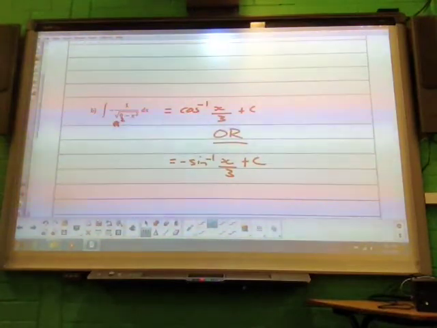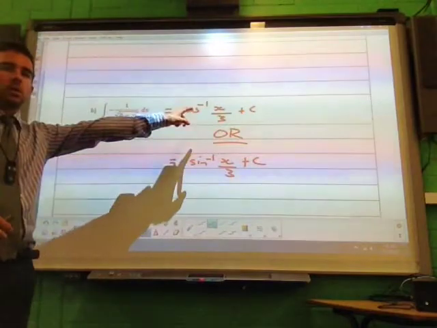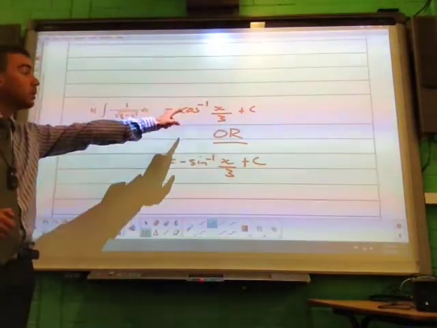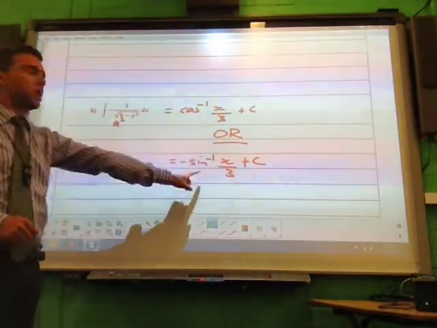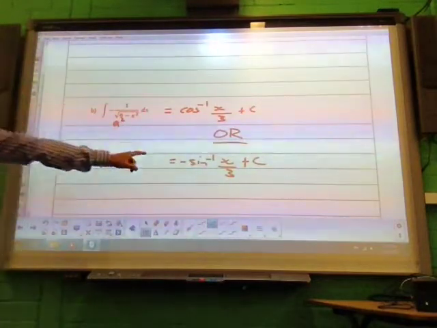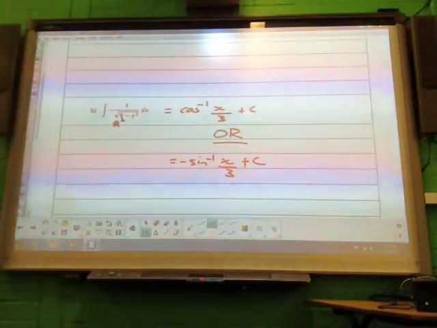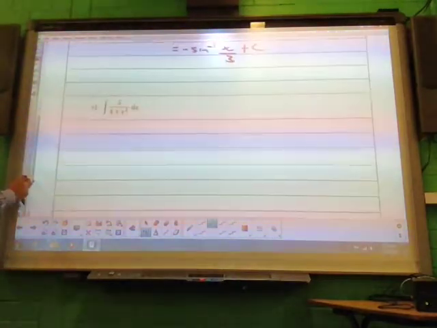So from memory, your reference sheet won't have the cos inverse, you have to double check this, I don't remember. But if you incorporate the negative sign in that, it will help you to remember it from memory. Any questions? Alright.